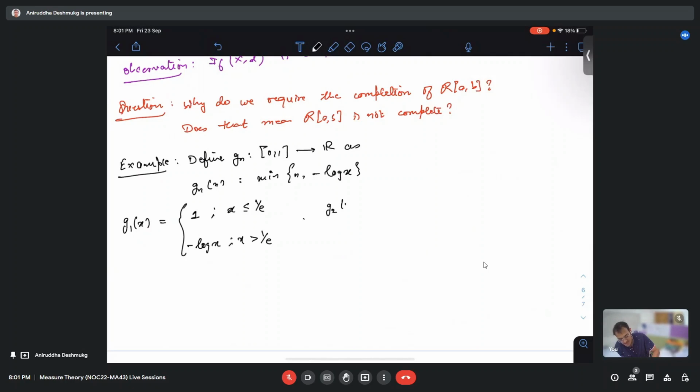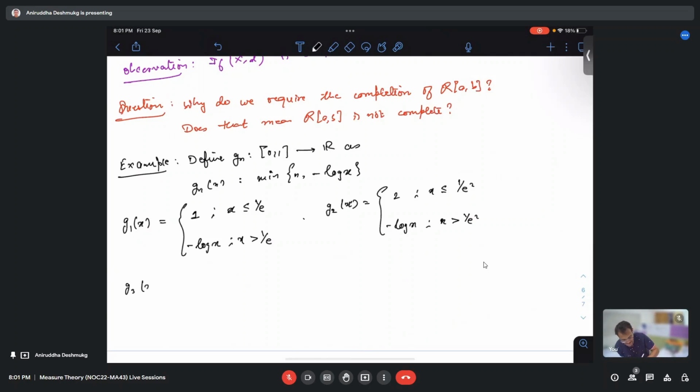What is g2(x)? It is the minimum of 2 and minus log x. So this time it is 2 whenever minus log x is bigger than 2, or x is less than 1 over e square. So it is 2 when x is less than 1 over e square, and it is minus log x when x is bigger than 1 over e square.